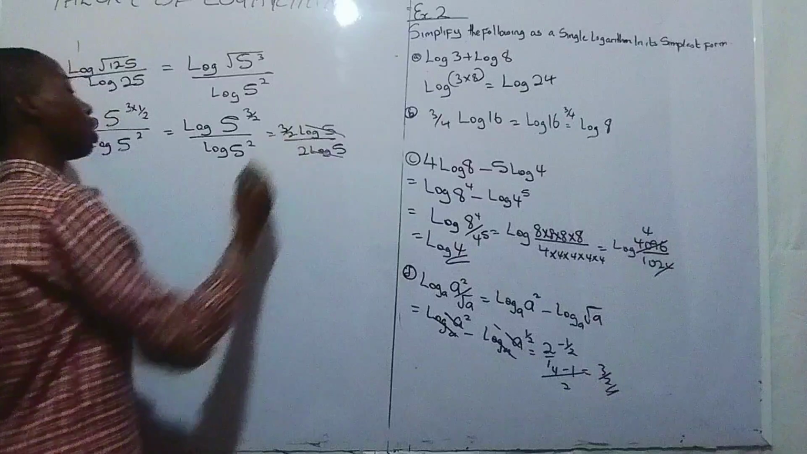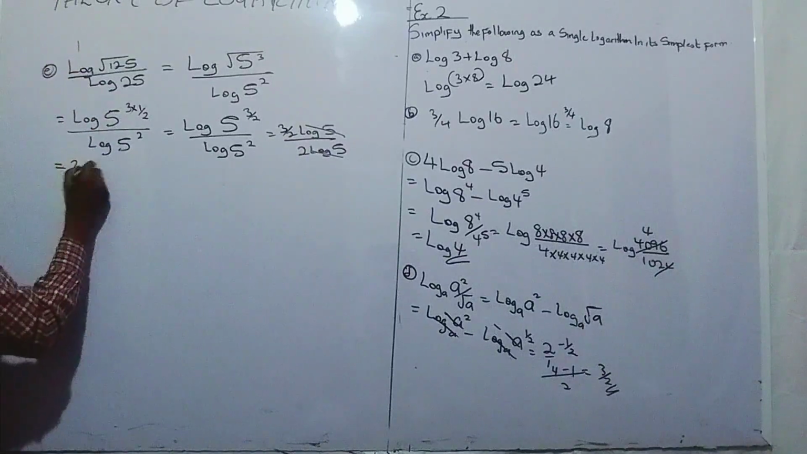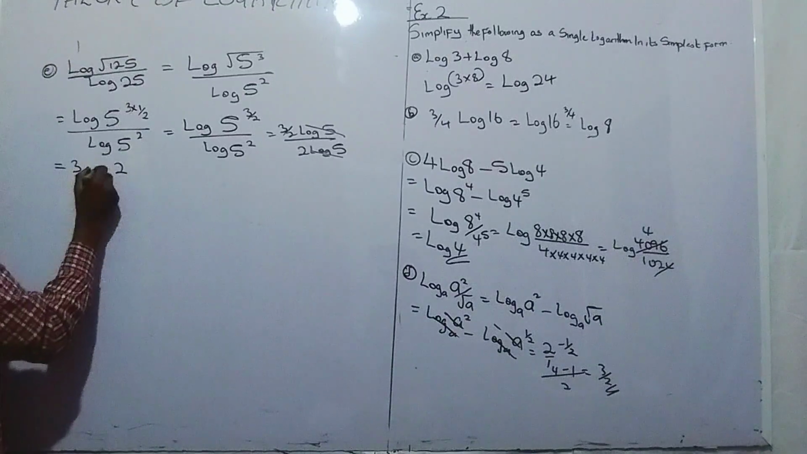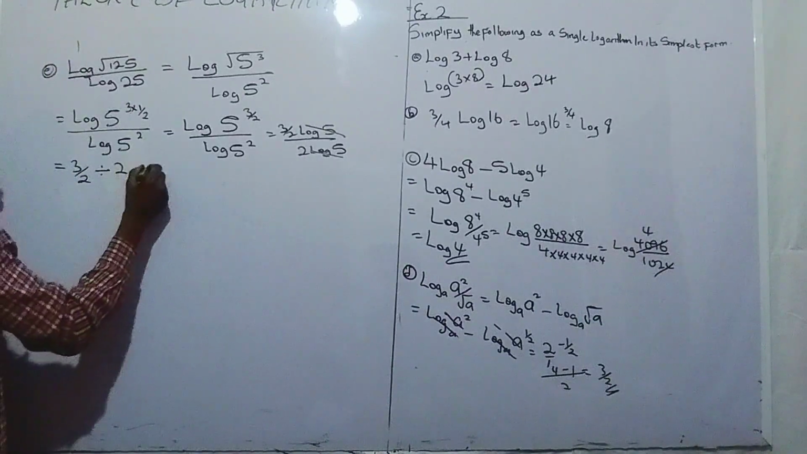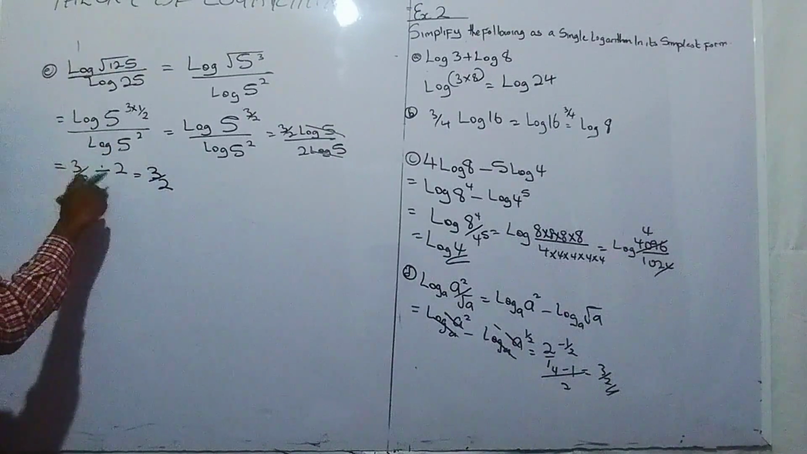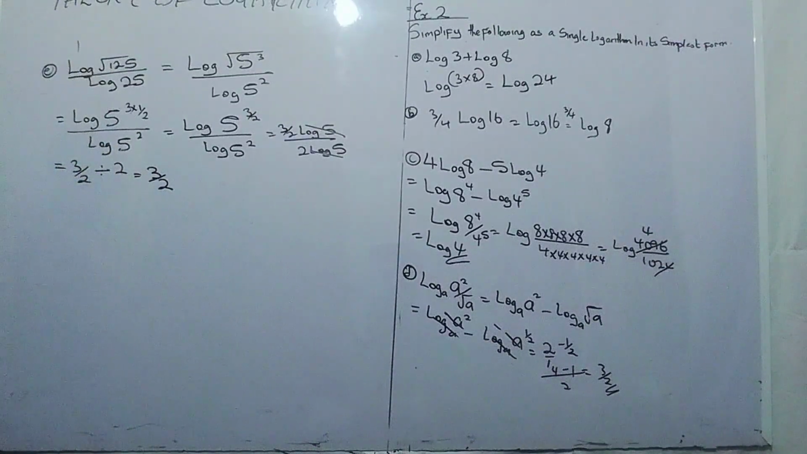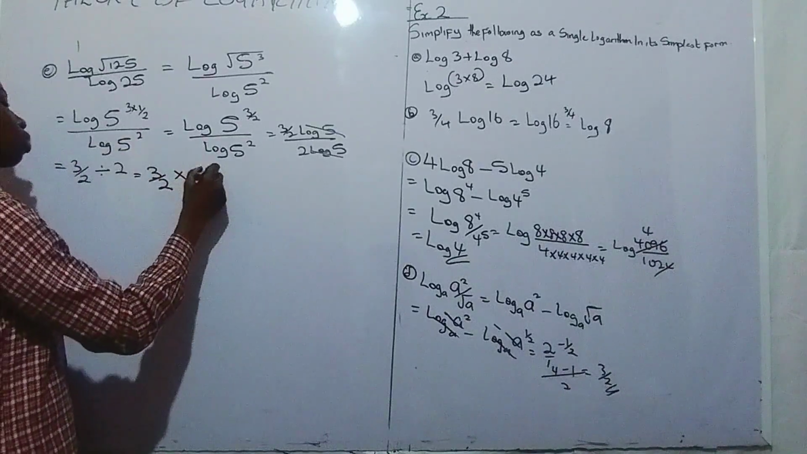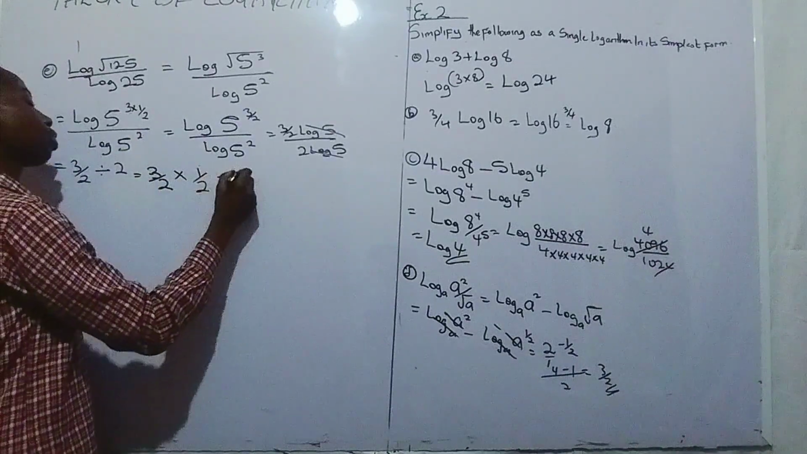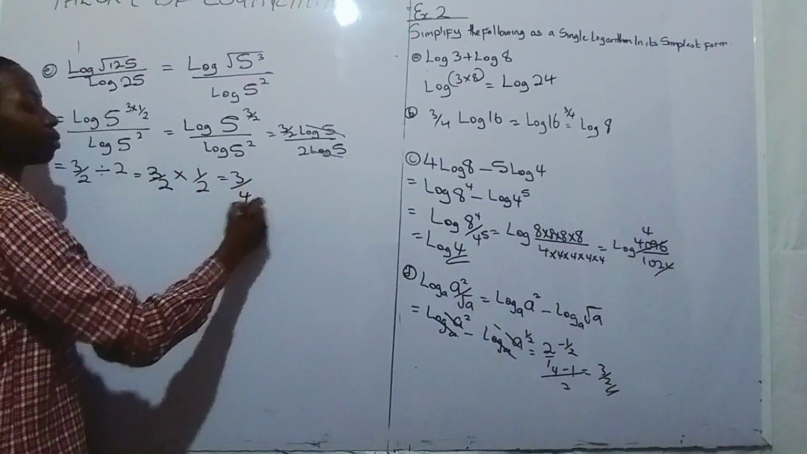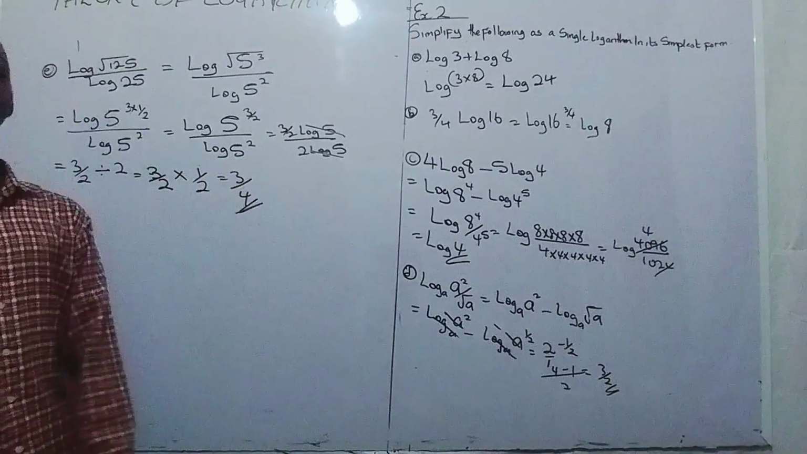This cancels this, so we have 3 over 2 divided by 2. The division sign changes to a multiplication sign, and we take the inverse of the fraction in front. That is times the inverse of 2, which is 1 over 2. 3 times 1 is 3, over 2 times 2 is 4. So that's the final answer.